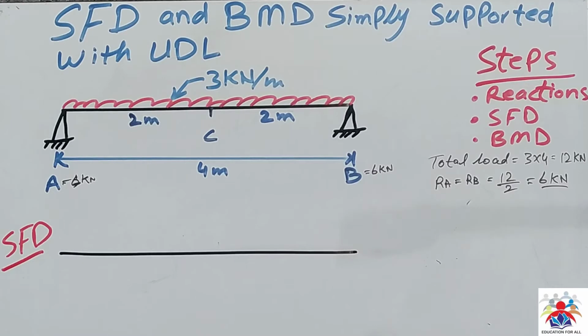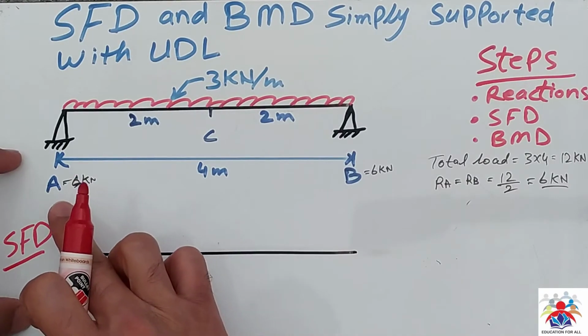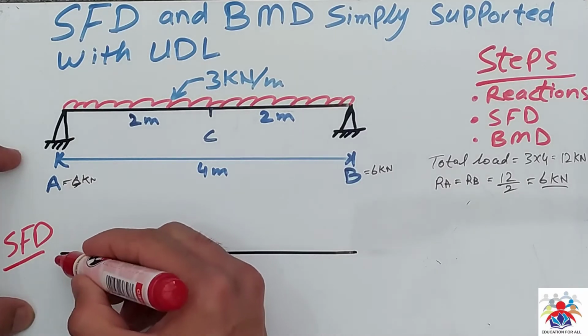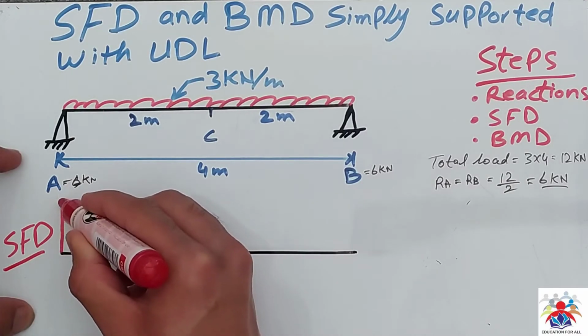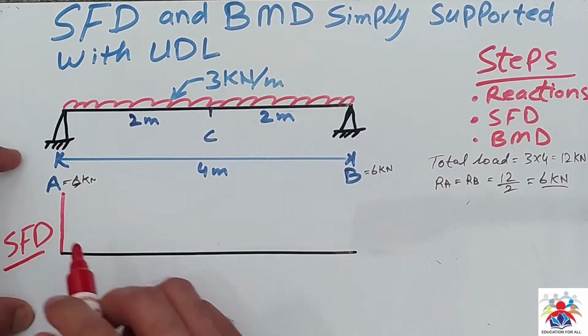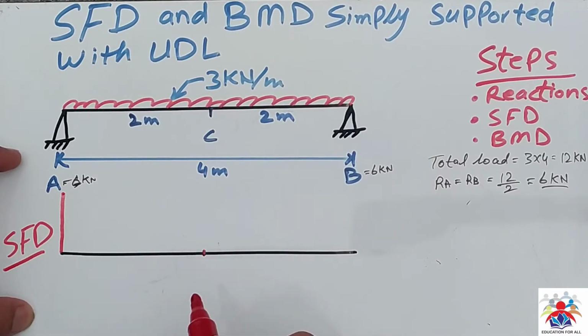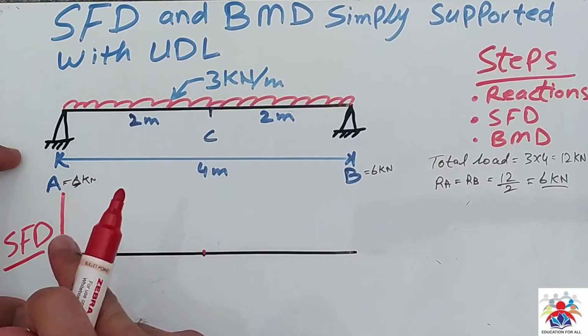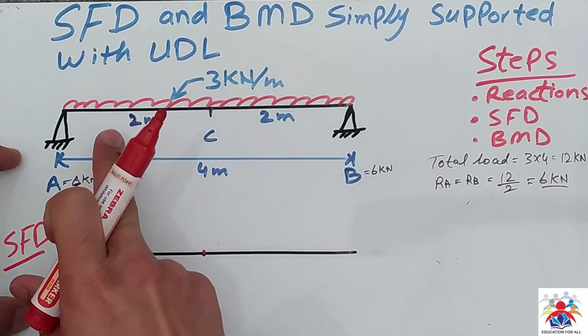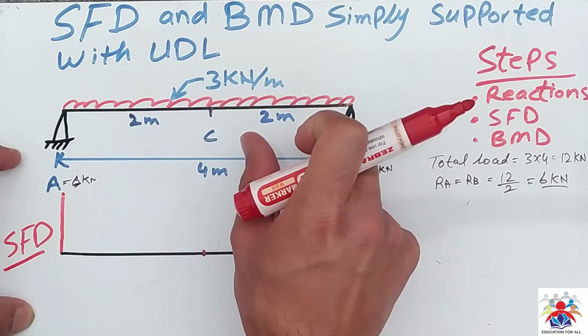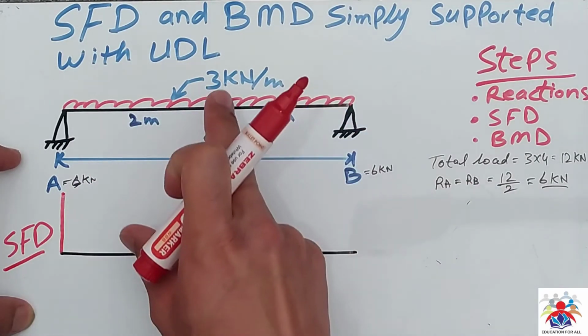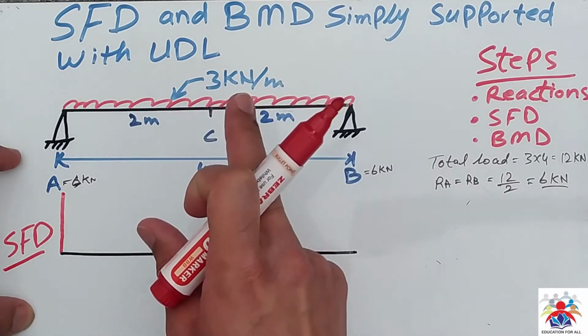So how do we draw our shear force diagram? At A, reaction RA is 6 kilonewton, so we will go 6 kilonewton upwards. Then we have a center point. Now we have to think about it carefully. We have 3 kilonewton per meter over the span of 2 meters, and also over another 2 meters, so altogether 4 meters. So 3 multiplied by 2 is equal to 6 kilonewton.